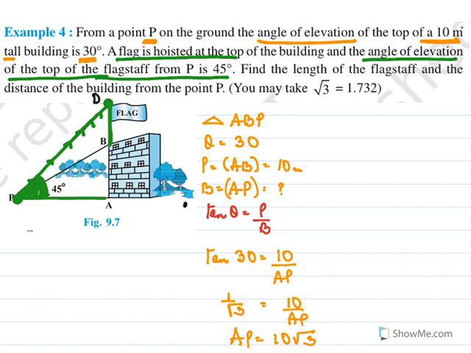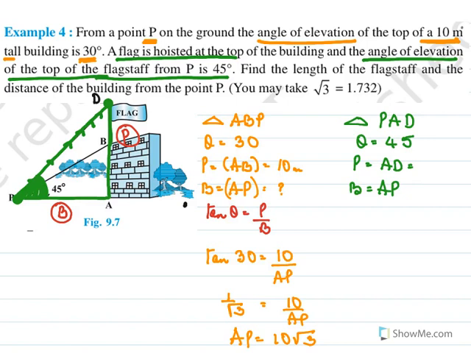So this is our base. Here we have the perpendicular. This entire side is the perpendicular, and this is the base. So we take triangle PAD, theta 45, perpendicular is AD, and base is AP, which we don't know. Now how much is AD? AD we have already found out. We know this part is 10, which is given to us, and we will take this part as x. So the entire AD equals 10 plus x.